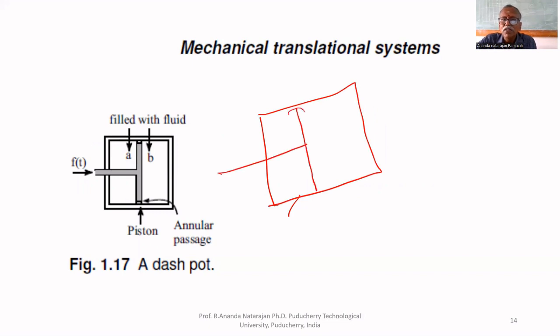A small gap will be there. You can notice that a small gap is there. If this side is filled with liquid, the piston cannot move very fast, because the liquid has to displace from this side. Because of that, it will be very slow and it will not oscillate. That behavior is called the dashpot. So this dashpot property is also there in mechanical structures.